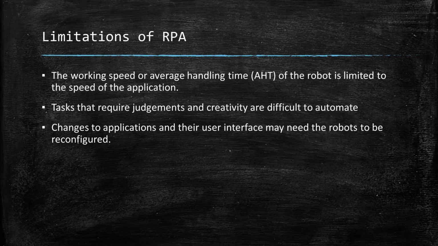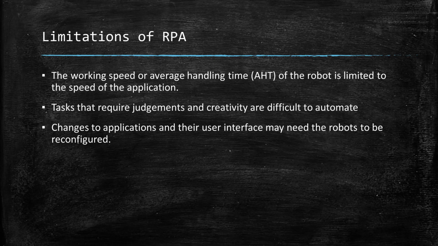Bots cannot take decisions and judge on situations, and bots cannot be creative. So those tasks which require judgments and creativity cannot be automated. Finally, if there is a change to the application's user interface, then the bot may have to be reconfigured.